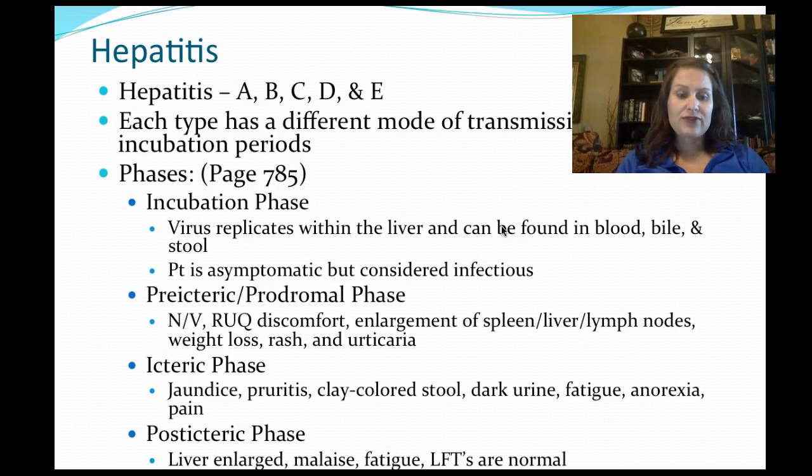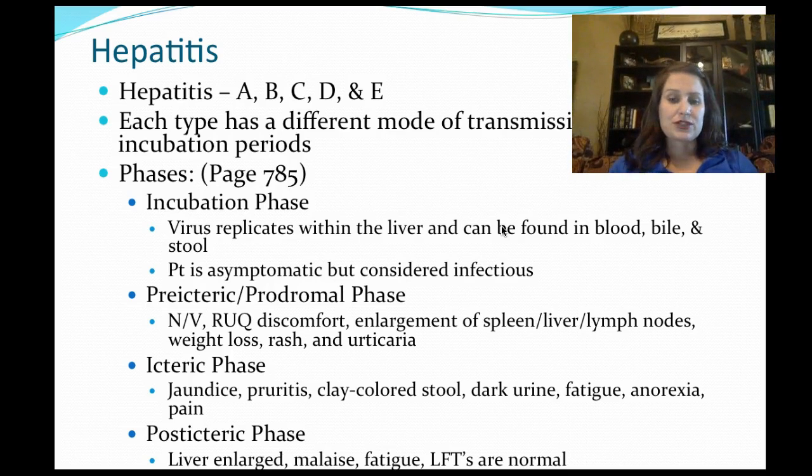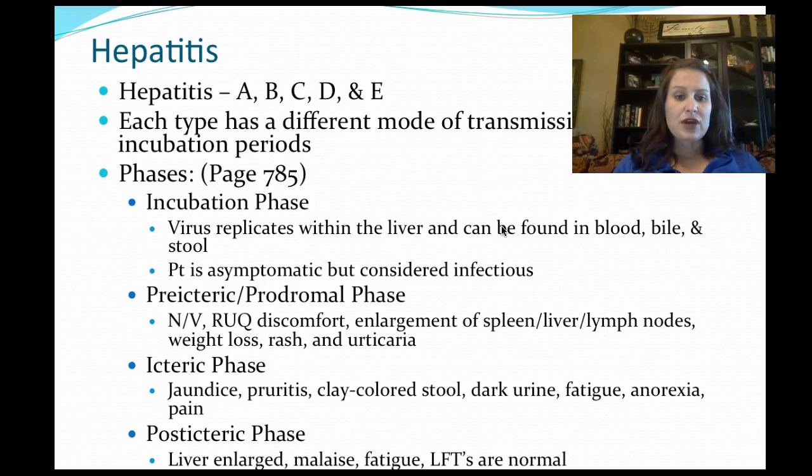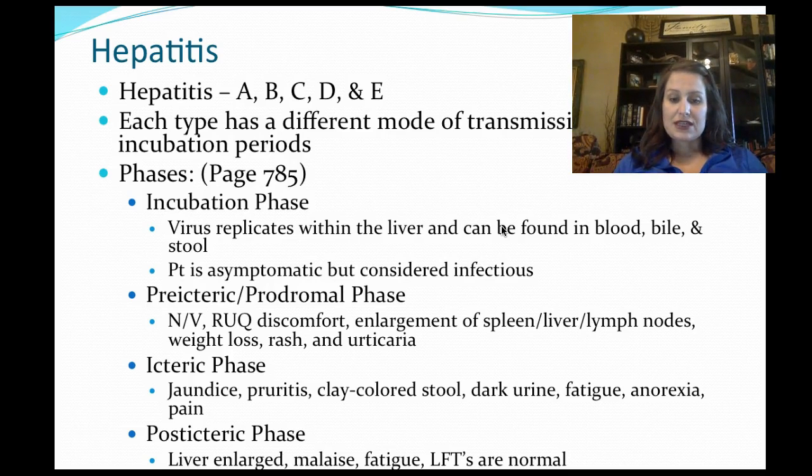Pre-icteric or prodromal phase, this is where you're going to start seeing some symptoms. They'll have some nausea, some vomiting, right upper quadrant discomfort, enlargement of the spleen, liver, lymph nodes, weight loss, rash, and even some urticaria. In the icteric phase, you're going to see jaundice, pruritus, that itching of the skin, clay-colored stool, dark urine, fatigue, anorexia, and pain. You could even see some of those pre-icteric signs and symptoms as well in this one.